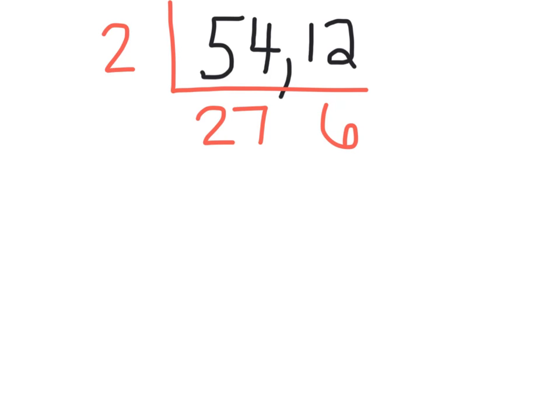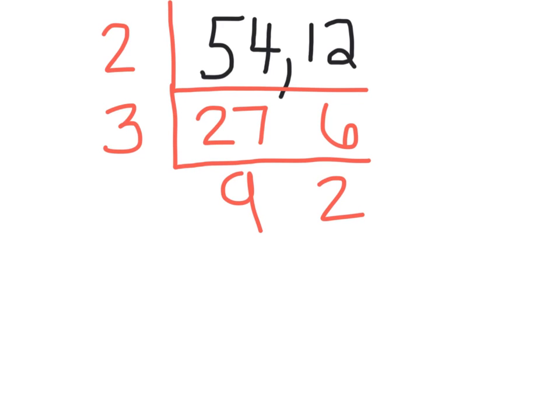So I look at 27 and 6 and I try to decide if there's another prime number I could divide both of them by. And I can't do 2 because 27 is not even. But I can do 3, so I'm going to make another layer of my cake, and I'm going to divide by 3. 27 divided by 3 gives me 9, and 6 divided by 3 gives me 2. So now I have 9 and 2. There's not another prime number I could divide both of them by, so that's how I know I'm done.